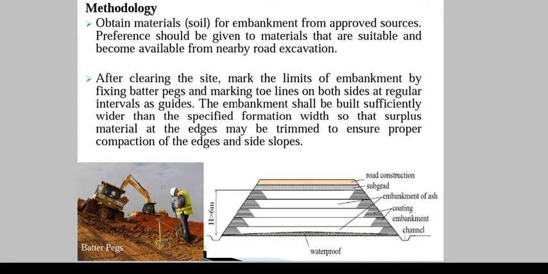And in some specifications, it is also allowed to use industrial wastes. The most commonly used industrial waste is fly ash, which fulfills the properties as per the IRC guidelines and may also be used for the construction of highway embankment.